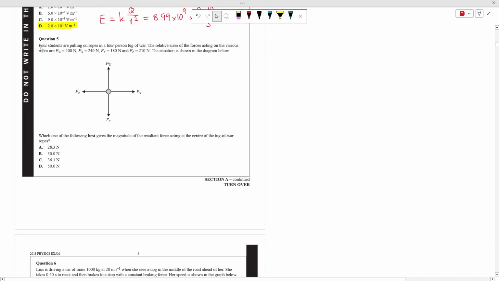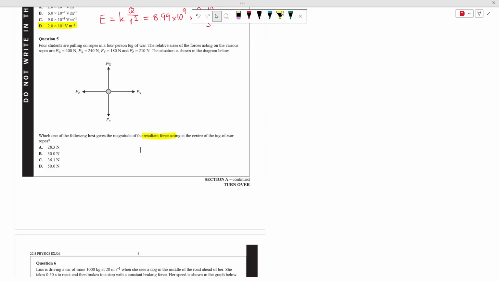Question 5. 4 students are pulling on ropes in a 4-person tug of war. The relative sizes of the forces acting on the various ropes are all of these. The situation is shown in the diagram below. Which one of the following best gives the magnitude of the resultant force, highlight that, acting at the center of the tug of war ropes at this point here? So this is just a classic force problem. So it's forces in 2 dimensions. We just have to work out the net force acting on that bit in the middle.